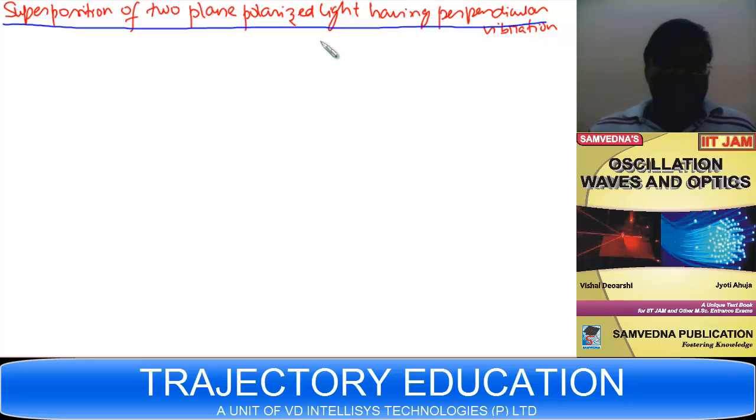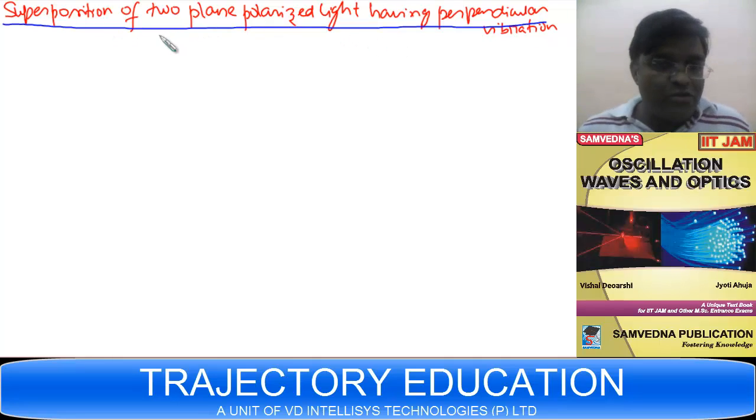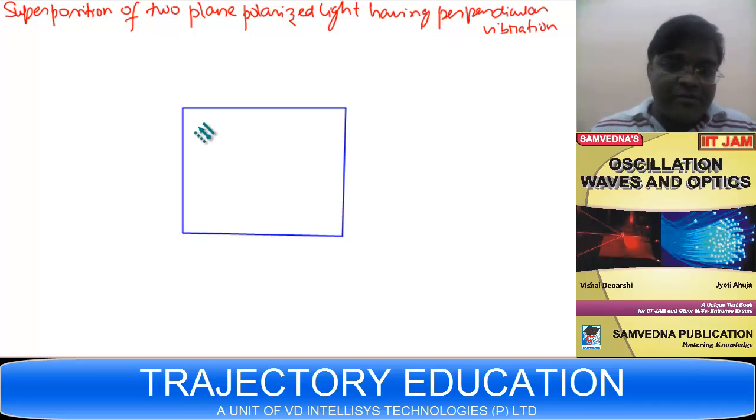So here we have to discuss superposition of two plane polarized light having perpendicular vibration. Let us consider a calcite crystal. Suppose this is a calcite crystal having the principal section parallel to the surface.